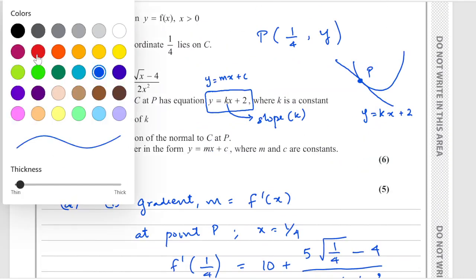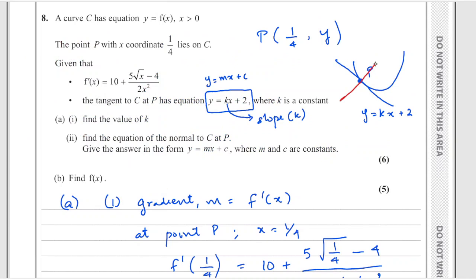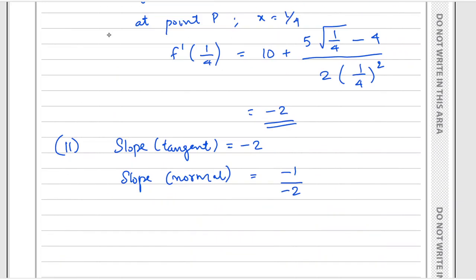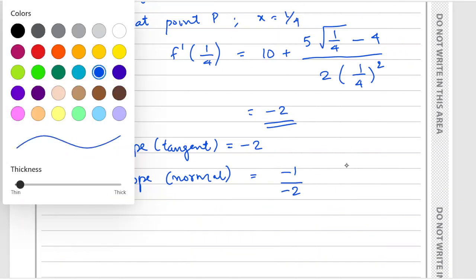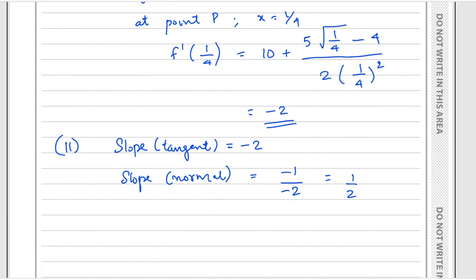So I'll just draw the normal also over here. So this is the normal line over here. So they are perpendicular to each other. So the slopes are also the negative reciprocal of each other. Okay. So now we can find the slope of the normal, which is equal to negative 1 divided by negative 2, which is equal to 1 over 2. So that is the slope of the normal.